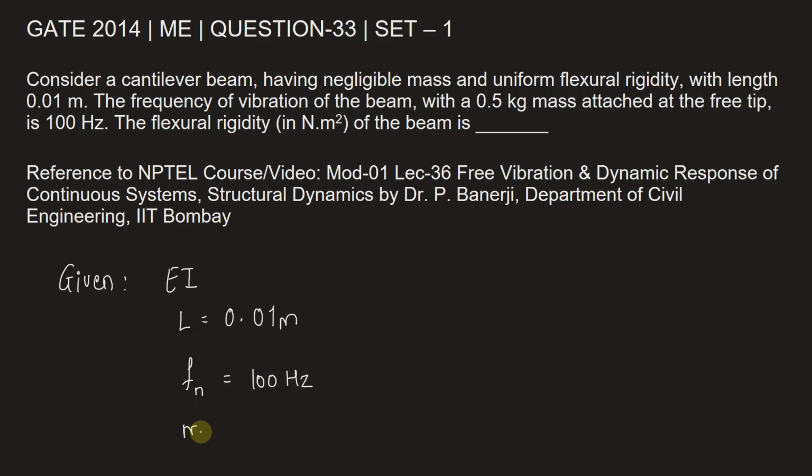And a mass of 0.5 kg is attached to the free end of the beam. So the complete beam is having negligible mass, but a mass is being attached to the free tip. So we need to account for that mass. Let's represent this situation in a figure first. We have a cantilever beam and the mass kept at the free end has a value of 0.5 kg. Let's solve this.